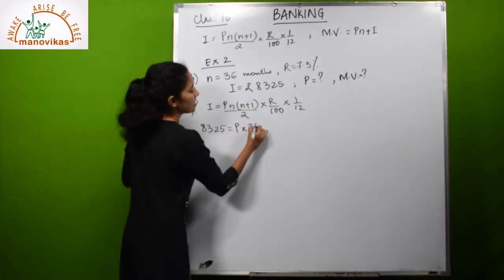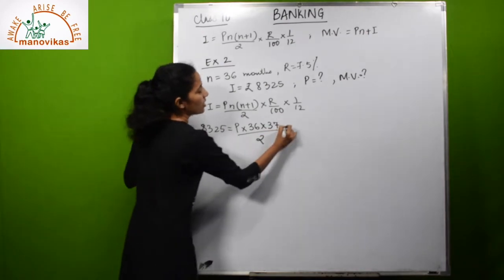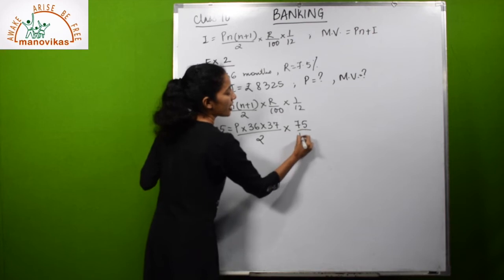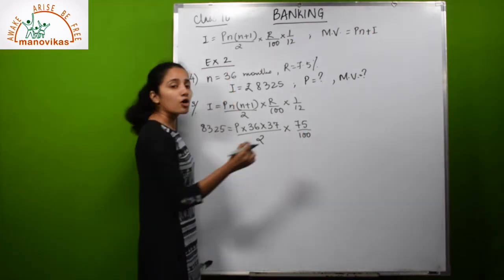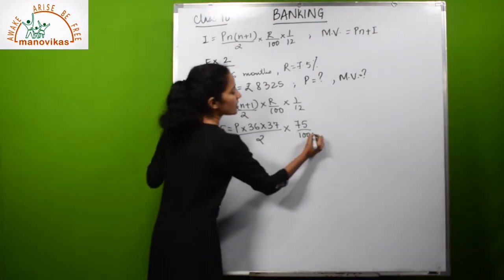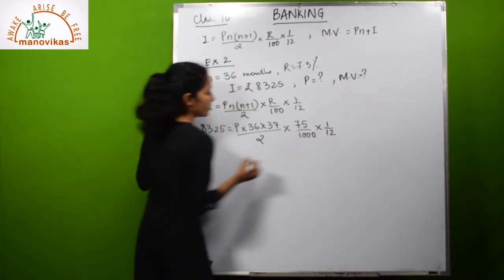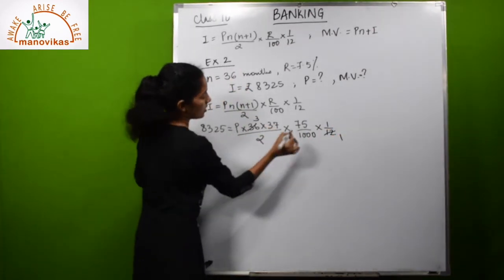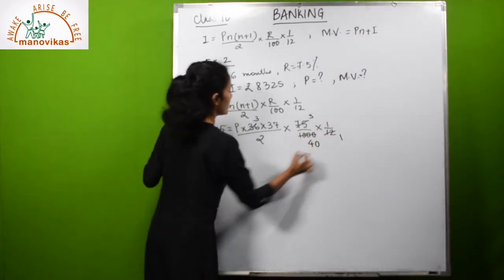N is 36 into 37 divided by 2. Rate is 7.5, so I'll shift the decimal. So I have 100 into, when I'm shifting the decimal, in the denominator I'll get another 10, which when I multiply I get 1000, multiplied by 1 upon 12. So cancelling this, and this is 75 into 3, and this is by 40.